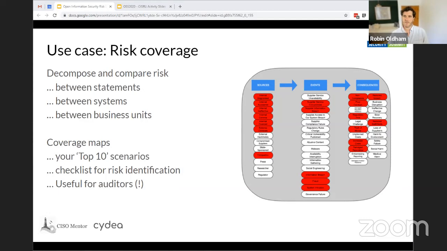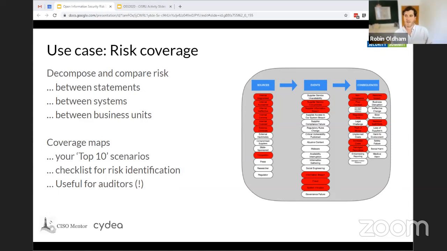Yeah, in this example, a CISO was translating their top 10 risk scenarios into a coverage map. You can see the sources, the events, and the consequences all mapped out and shaded in where they've got coverage or not. They were able to compare what was being presented up to the board and spot the gaps, in this case hacktivists and ransomware. So you can use it as a checklist for risk identification, and stop trying to hold absolutely everything in your head all at once.